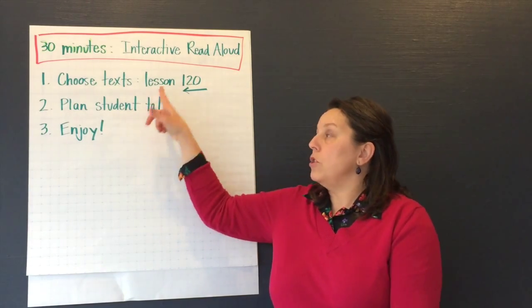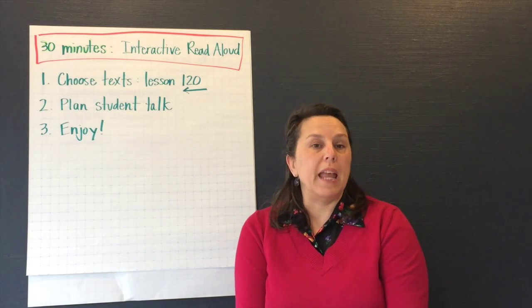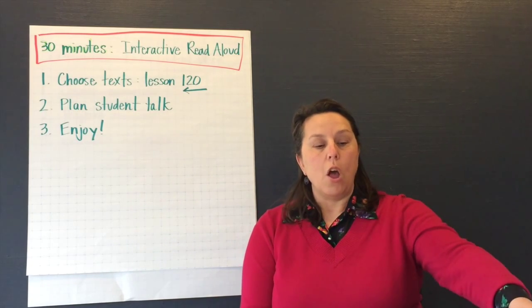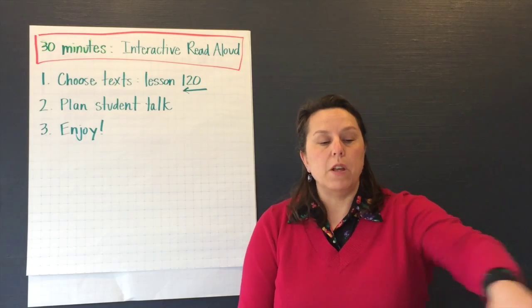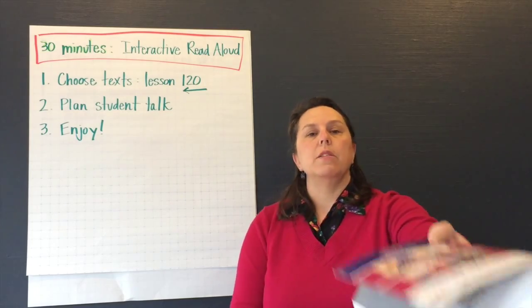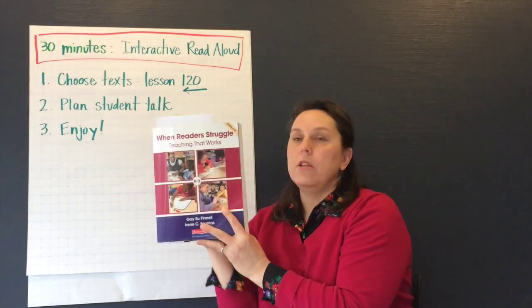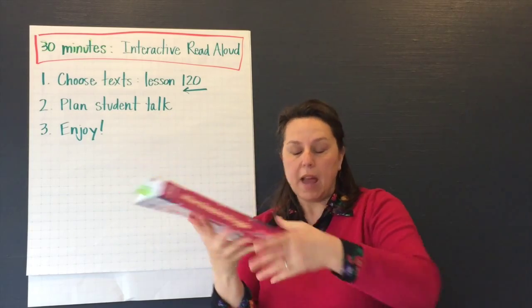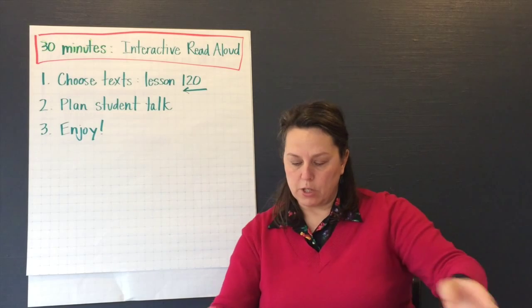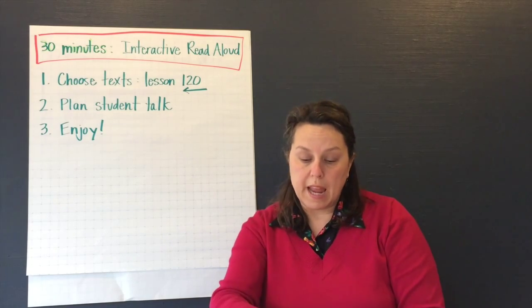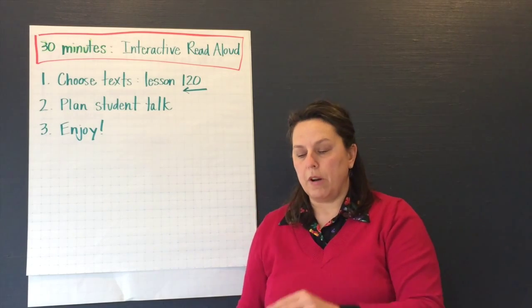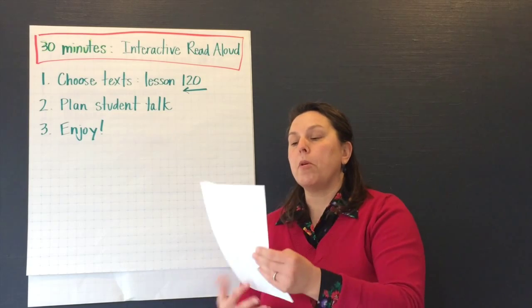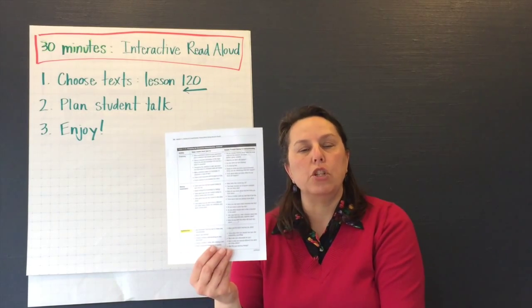The next thing you'll need to do after choosing the text is to plan the student talk. There are some excellent resources in the professional text that's in your LLI kit. This is When Readers Struggle, the professional text that's a part of the book, but I've pulled out just a few pages here, pages 428, 429, and 430. These are the prompts for successful comprehension.